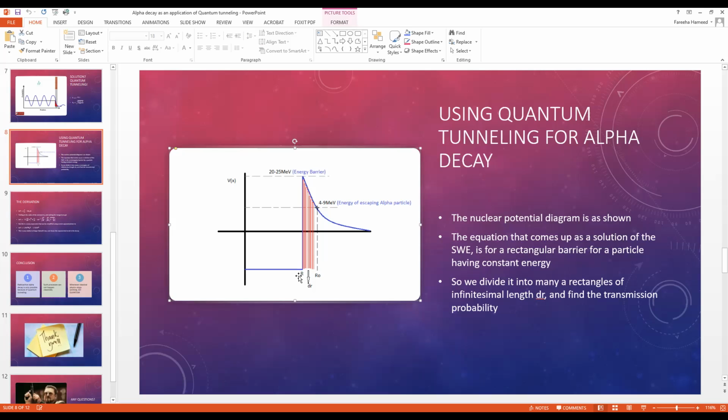So you're talking about R and R naught. R is the radius of my nuclei, and R naught is the point where the energy, the Coulombic potential barrier height, is equivalent to the energy of the particle that is being emitted out. Okay, right. Good.